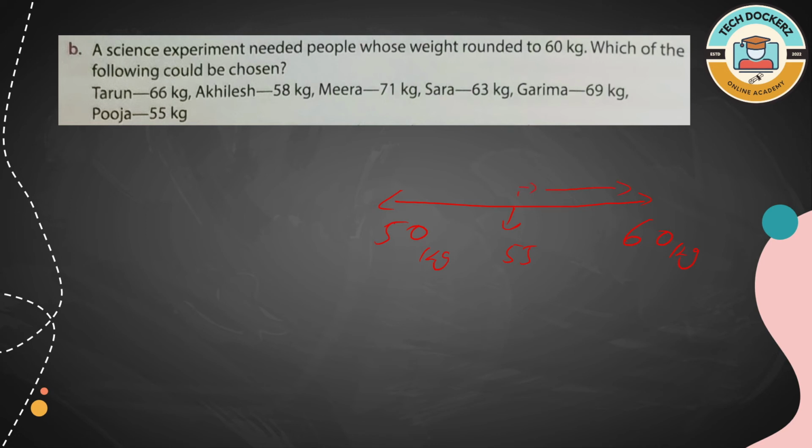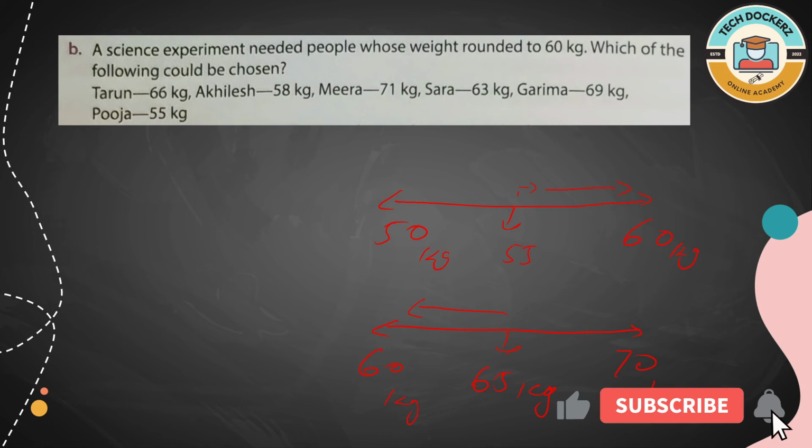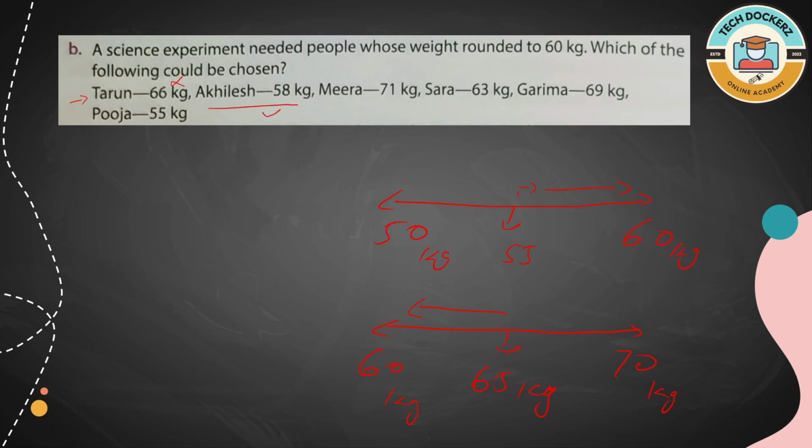All right. And let's draw one more number line here, 60 and 70 kg. The midway point is 65 kg. So any value less than 65 will round to 60 kg. We need to pick the people whose weight is equal to 55 or above 55 and less than 65. So what is the first person? Tarun, whose weight is 66 kg. We cannot pick him. Aklesh, his weight is 58 kg, which will lie somewhere here, 58.